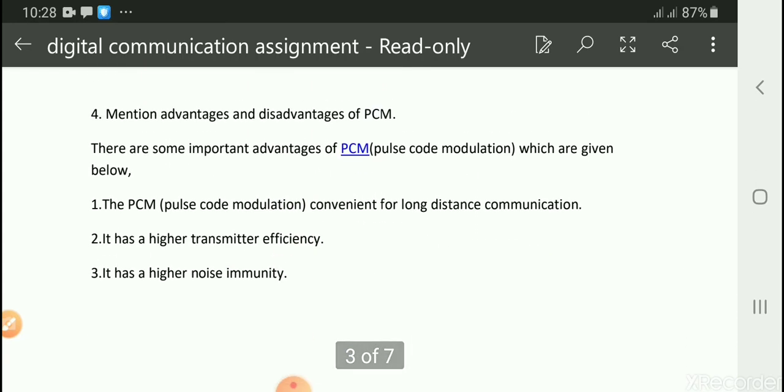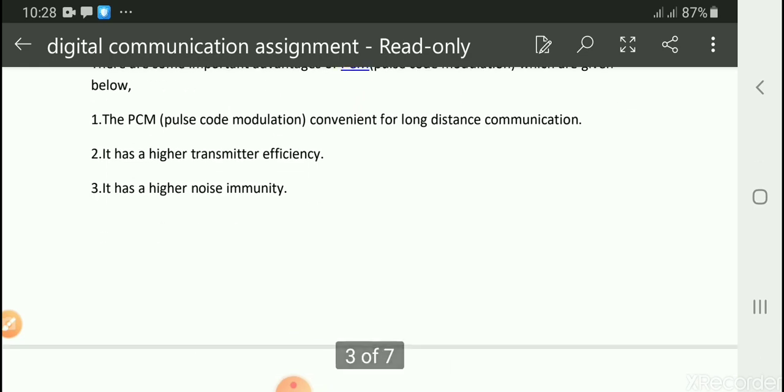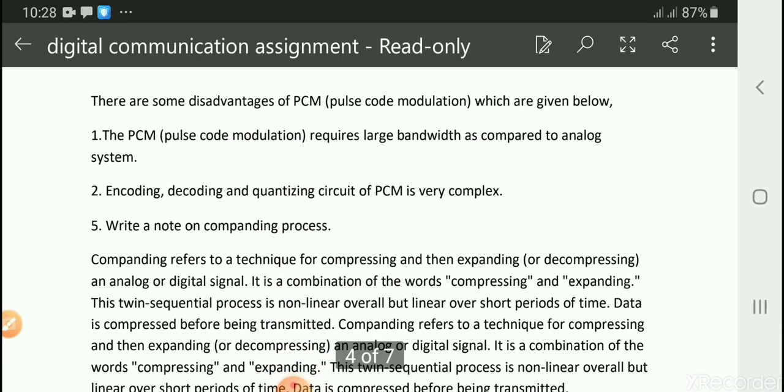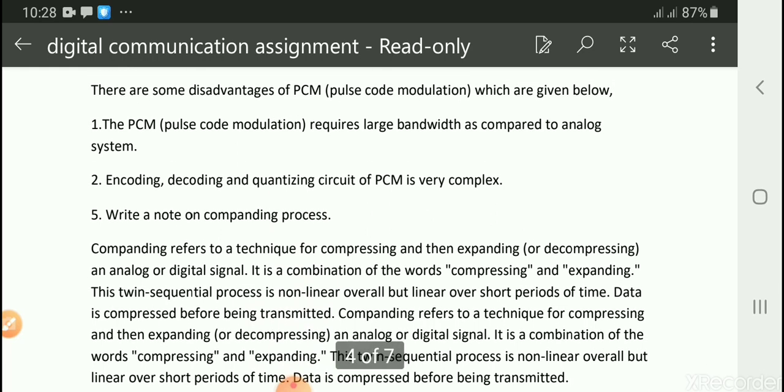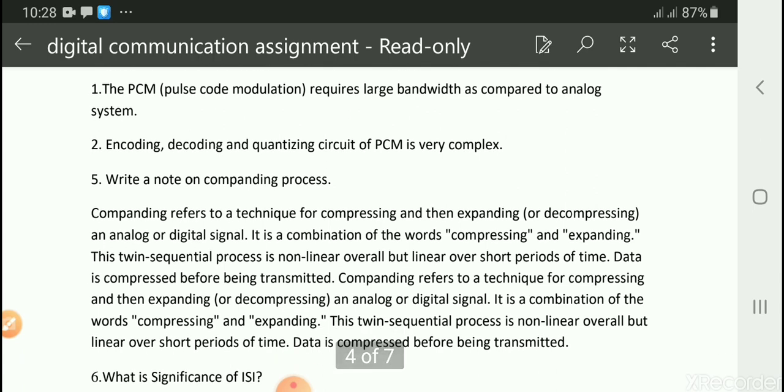Mention the advantages and disadvantages of PCM. There are some important advantages of PCM. PCM is convenient for long distance communication. Second, it has higher transmission efficiency, and it has higher noise immunity. Disadvantages: PCM requires a large bandwidth as compared to analog system. Encoding, decoding and quantizing circuits of PCM are very complex.